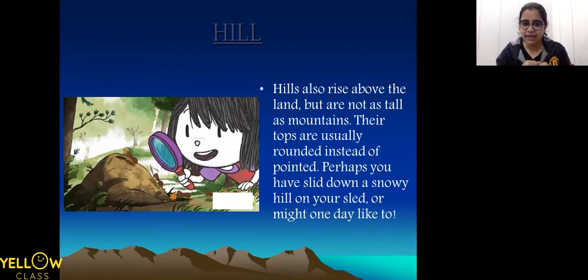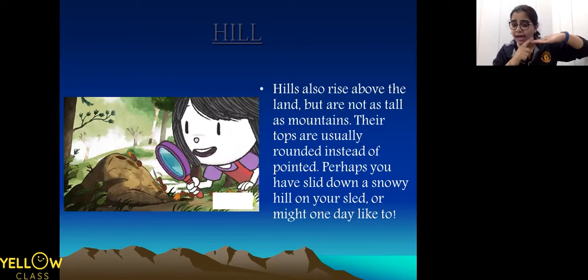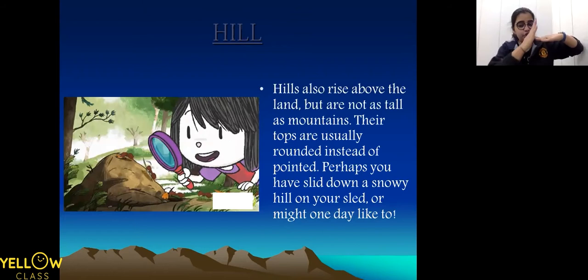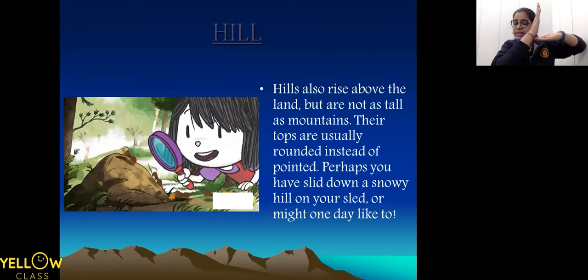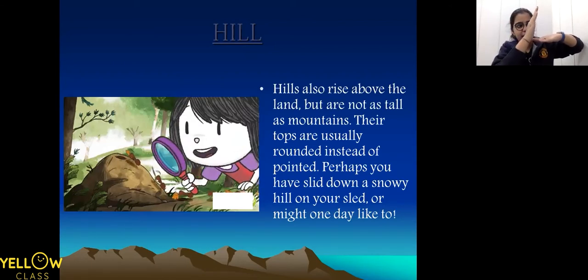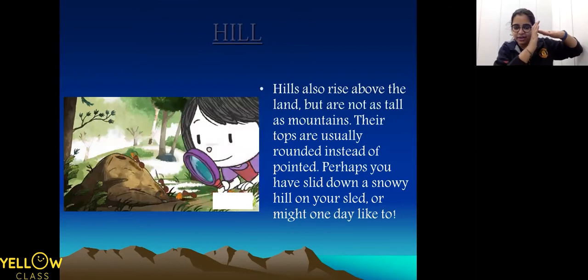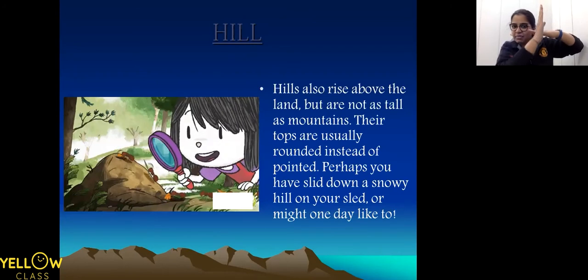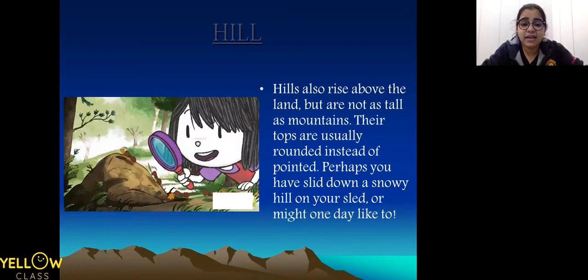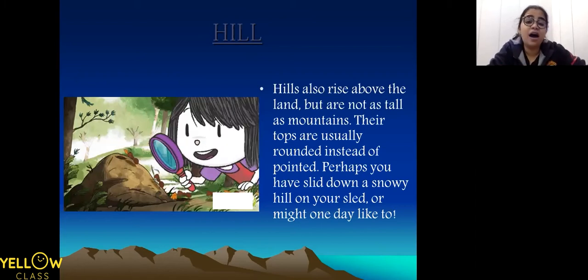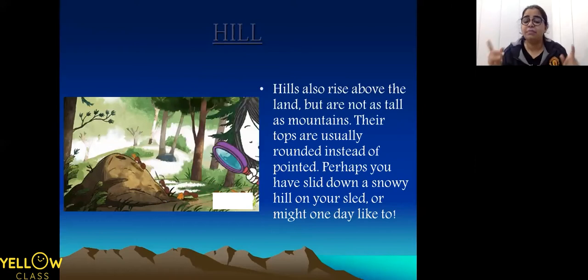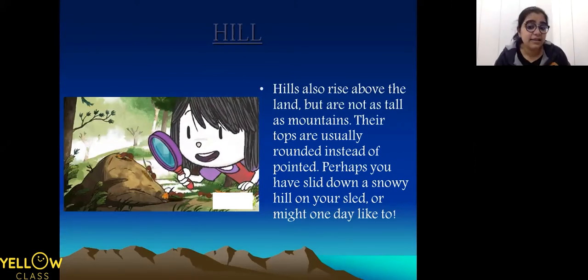So let me give you an example here, okay? My hand is the base, okay? This is the land. Now there is one mountain which goes up till here, okay? And there is also a little rising from the land which goes only till here. It's only this high. So there is something which is this high, something which is only this high. Hence, the shorter ones are called hills. Okay. So basically, hills also rise above the land, but they are not as tall as a mountain.